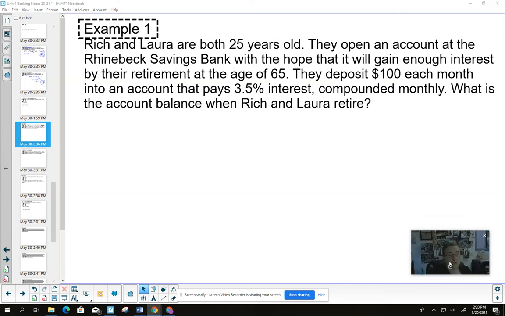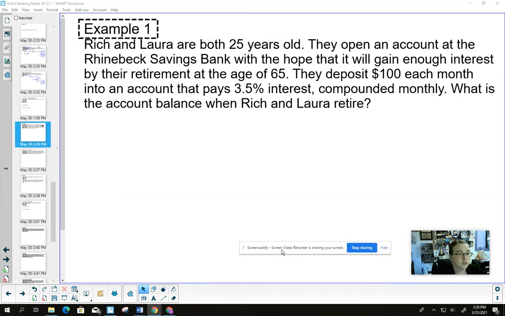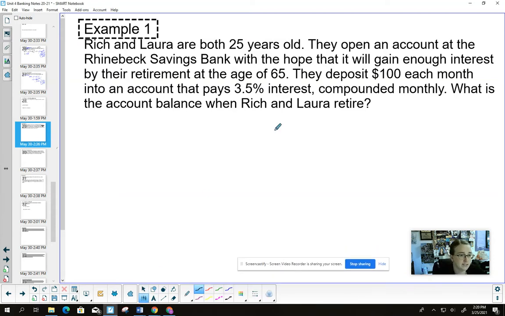So the hard part with these questions is also a lot of times they're kind of long. So we've got to really pick them apart and see which formula we need to use. So it says Rich and Laura are both 25 years old. They open an account at the Rhinebeck Savings Bank with the hope that it will gain enough interest by their retirement at the age of 65. They deposit $100 each month into an account that pays this much interest compounded monthly. What is the account balance when Rich and Laura retire?